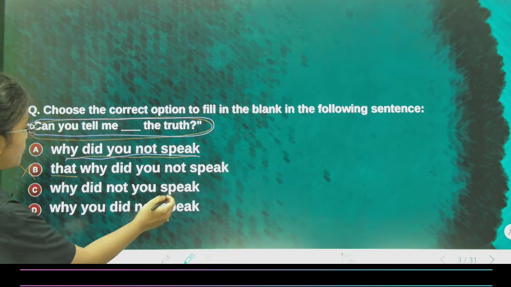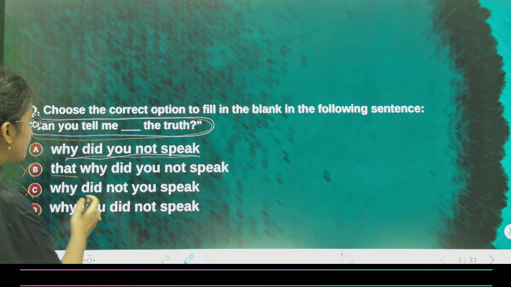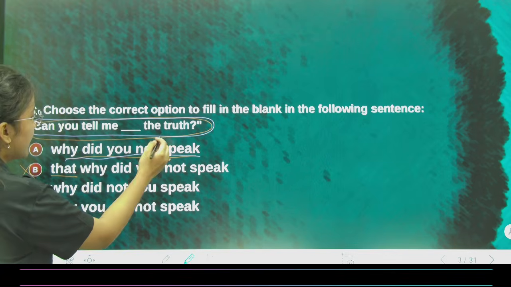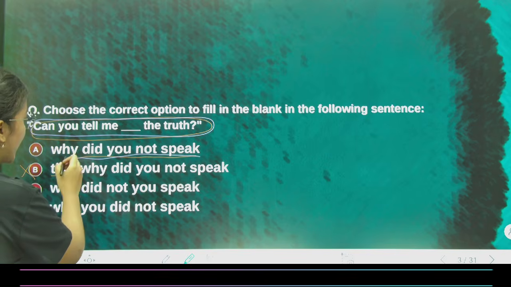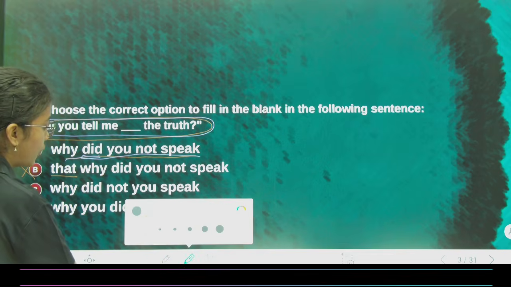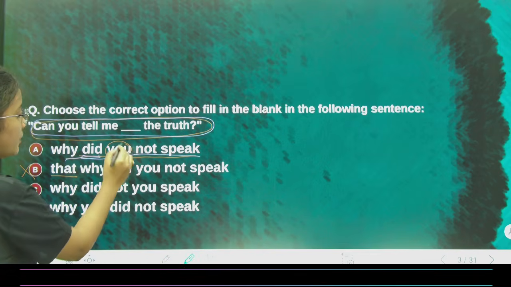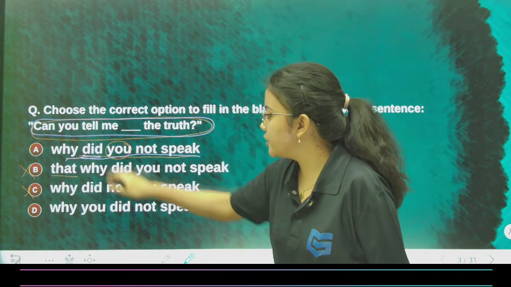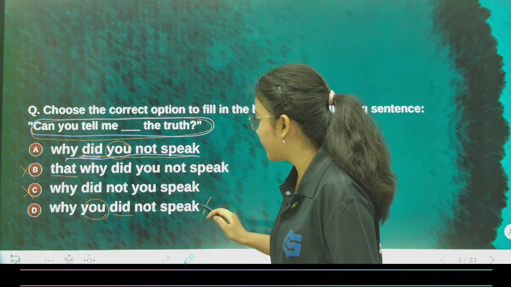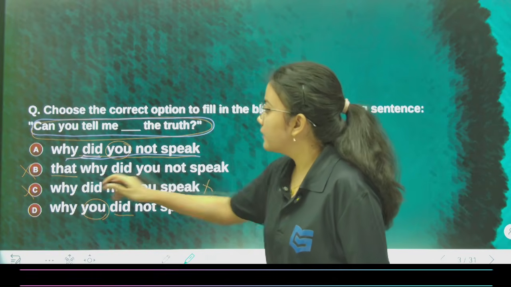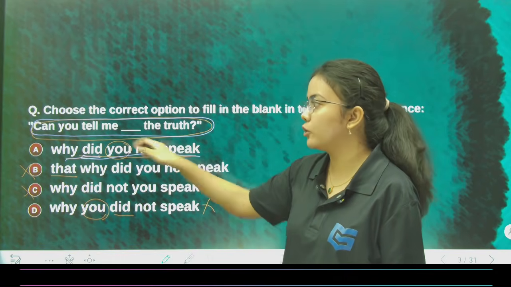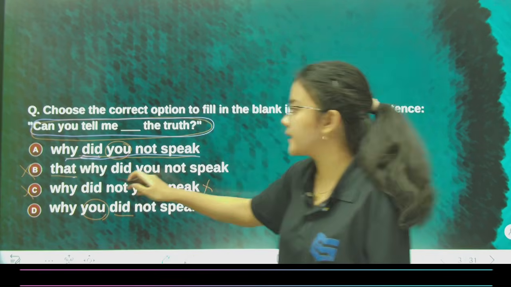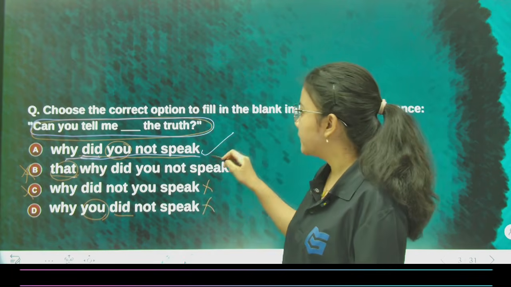Then, why did not you speak? This is also wrong, because not should be after you. Why did you not speak? The auxiliary verb always comes before the subject. So of course D is not correct, because the auxiliary verb should come before the subject, and C is not correct, as not is before you. Then B has an embedded question, and in an embedded question that never comes after the question. So this is wrong. So of the last two remaining options, this one is the correct answer.